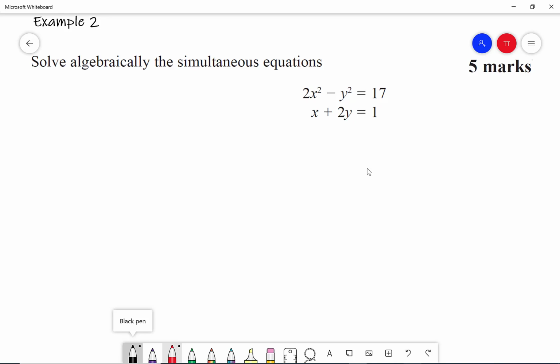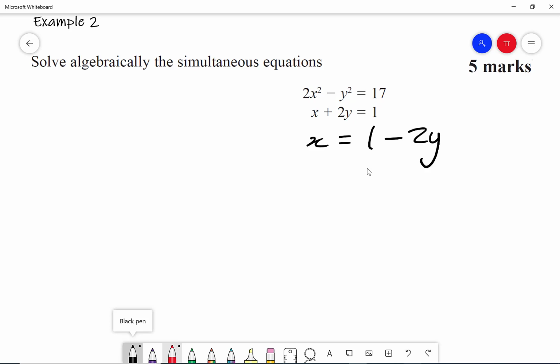Okay, welcome back. So we've got another question here. We've got 2x squared minus y squared equals 17, and x plus 2y equals 1. We want to solve this quadratic simultaneous equation for 5 marks. So the first thing I'm going to do is make x the subject. So x is going to be 1 minus 2y.